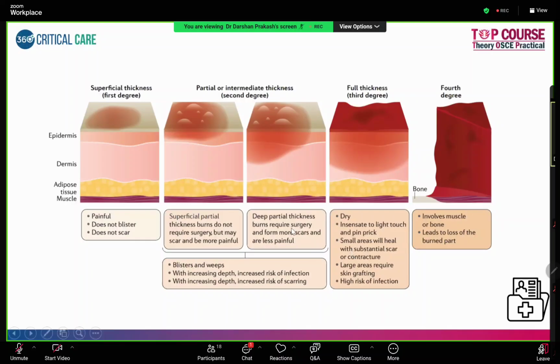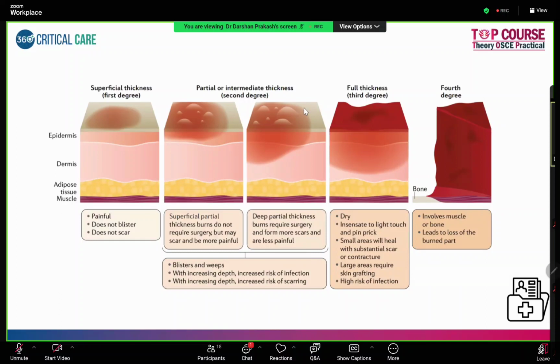Coming to deep partial thickness, it usually involves part of the dermis as well. Starting from the epidermis to the dermis, these usually form scars, but are less painful as compared to the first degree burns. Coming to full thickness burns, they are also called third degree burns.